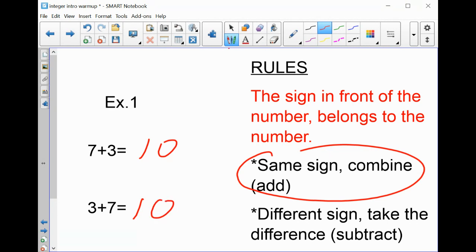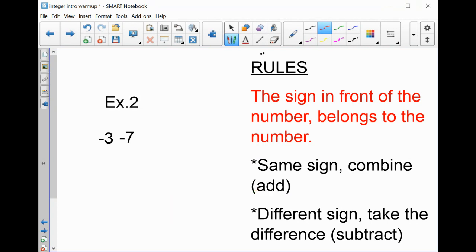Okay. Let's take a look at example 2. I've got the rules on each page. You don't have to copy the rules down again, obviously. Hopefully you've got them down in your notebook, a big circle and a star around them. So let's take a look here at example number 2. If you look here, the 3 has a negative sign in front of it. That's negative 3 minus 7, right? But the sign in front of the number belongs to the number. So the 3 is negative, the 7 is negative. So again, they are the same sign.